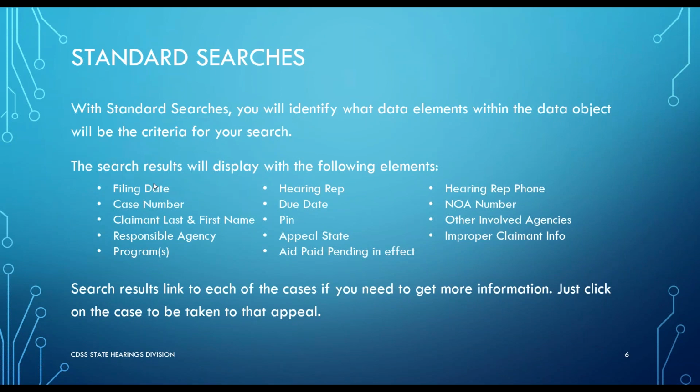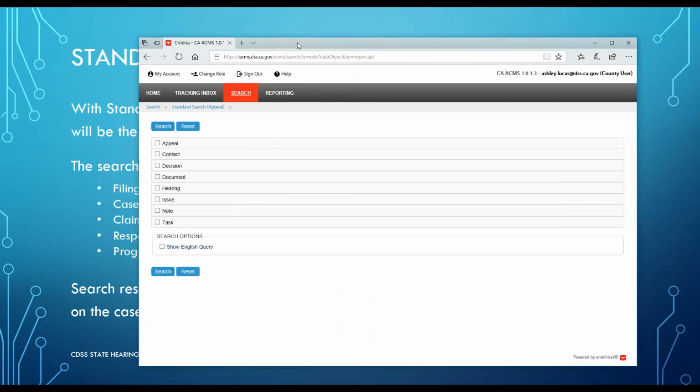But when you do a standard search, you get specific information, and this right here is the information you will get. Once you do get a list of cases that match your search criteria, if you wanted to get any more information regarding that case, you can just simply click on that case and be taken right to that appeal. Okay, so let me give you a little demo of that right quick.